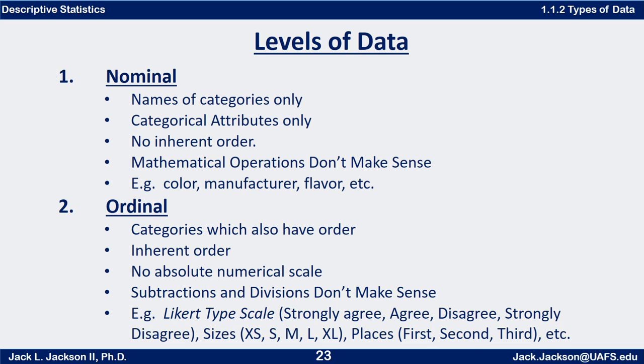But just to say first place and second place doesn't tell you how much ahead the first place was of the second place. And second place and third place doesn't tell you. It tells you the person who was second place was behind the first place and ahead of the third place, but it doesn't tell you how much. So there's no real absolute numerical scale with that. So there's categories and order.